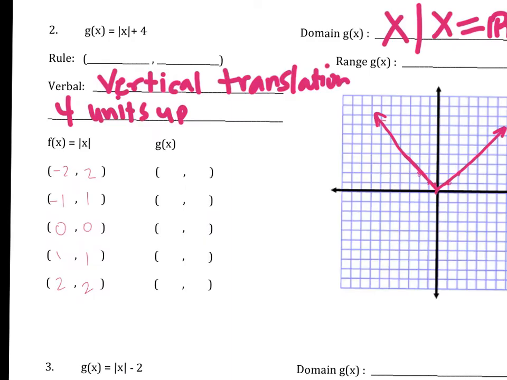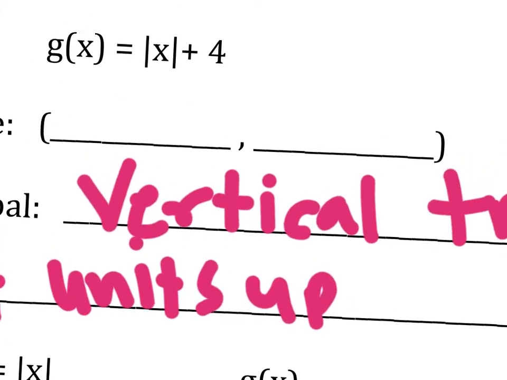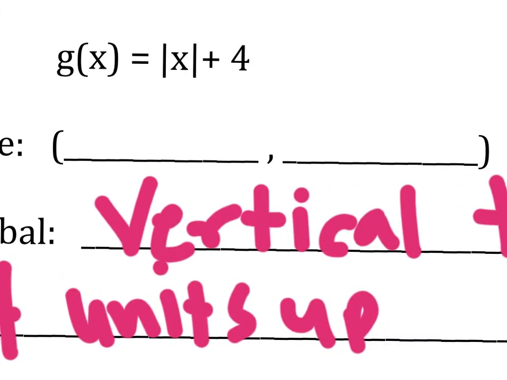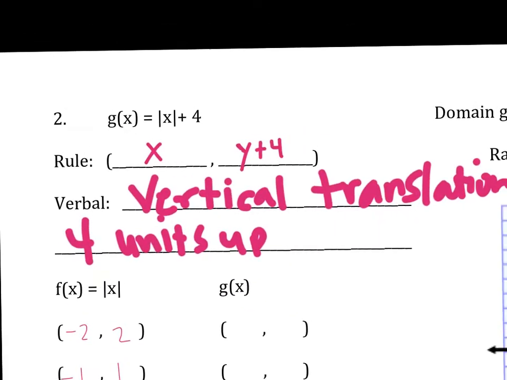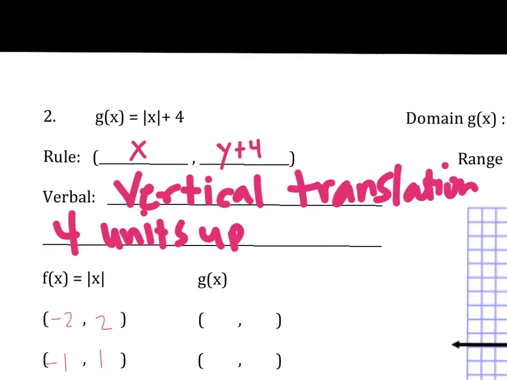So let's take a look and try our first one here. We're going to do x, absolute value of x plus 4. We would take a look at the numbers. X is on the inside by itself, so the x value doesn't change, and that plus 4 is on the outside, so it's going to be a vertical change, and we don't do opposite because it's outside. So that would be our rule. Our verbal is a vertical translation, and it's vertical because the 4 is on the outside, 4 units up.